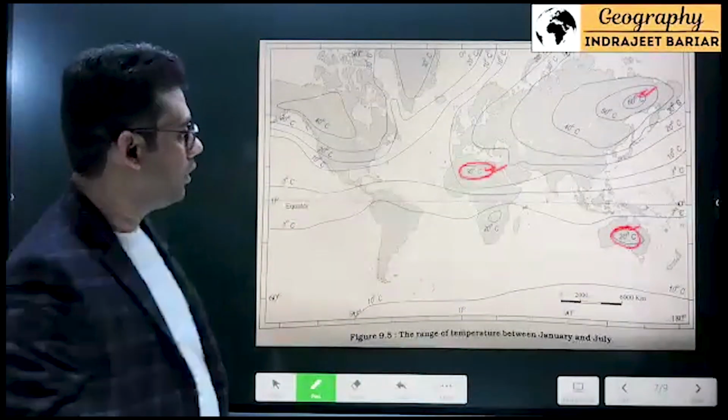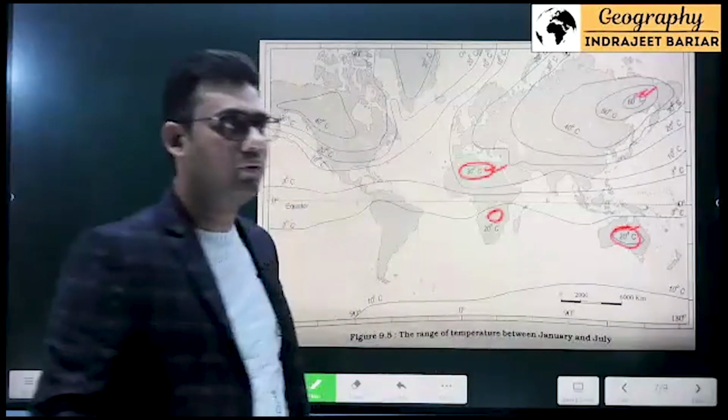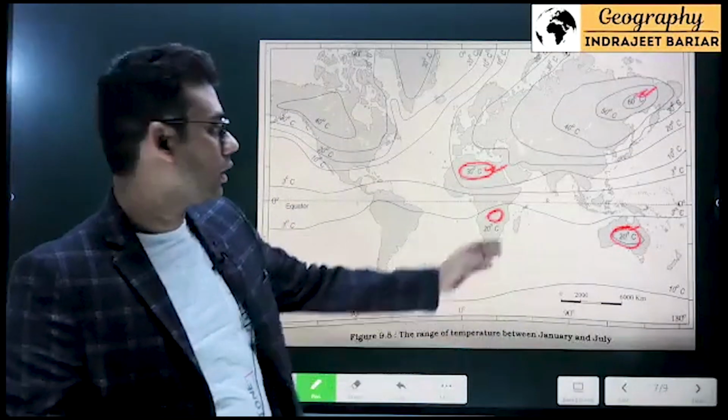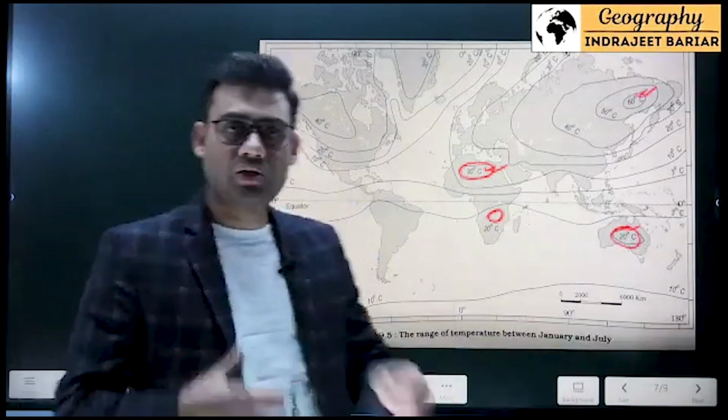Okay, these represent nothing but deserts. Here you have 20 degrees Celsius. Sahara desert, Kalahari desert, Australian desert. And deserts, we know, have a high range of temperature. Deserts heat up too much and also become too cold.